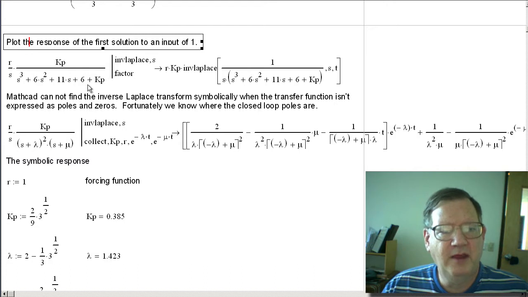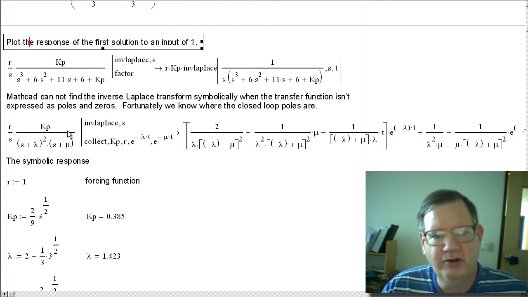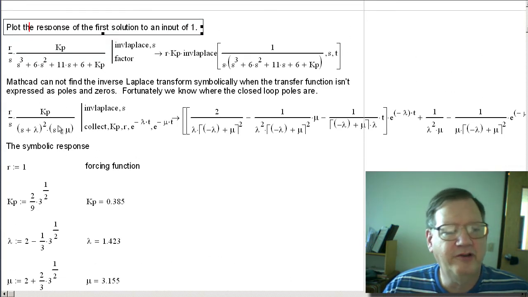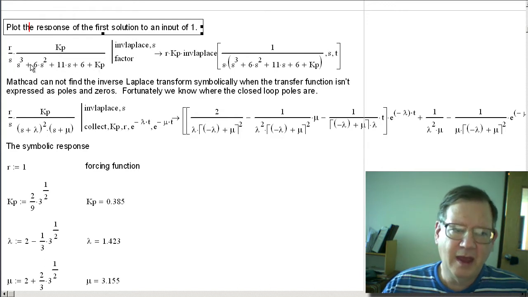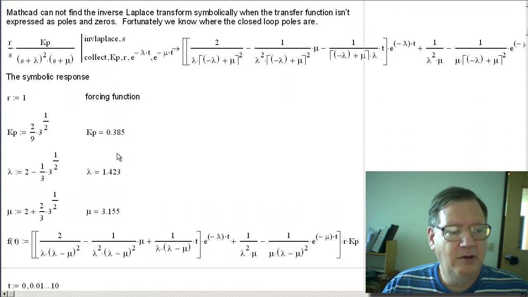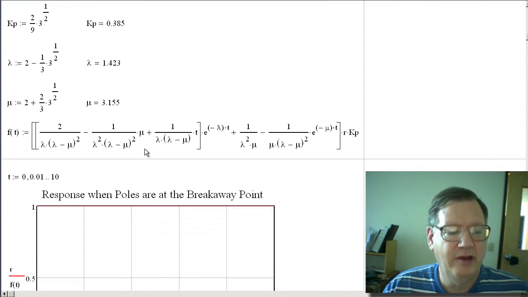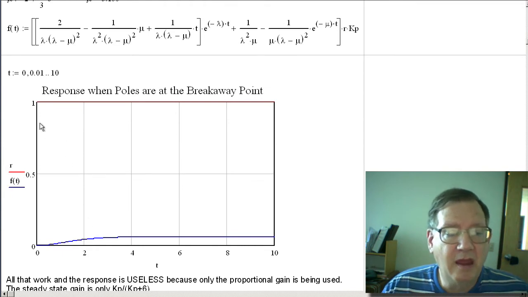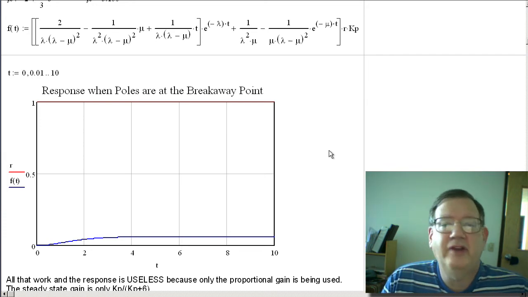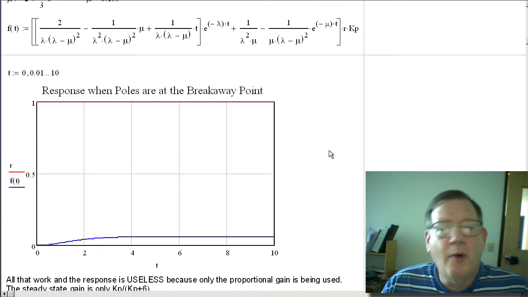MathCAD does much better if the transfer function is expressed in terms of poles and zeros. So what I did is I substituted the desired characteristic equation for the actual characteristic equation because they are equal, and using the values from above, I calculate a response, and you can see that if the set point was set at 1, the actual response would not ever reach the desired set point. So we've done all this work, and it's on a system that's not usable. So why bother?